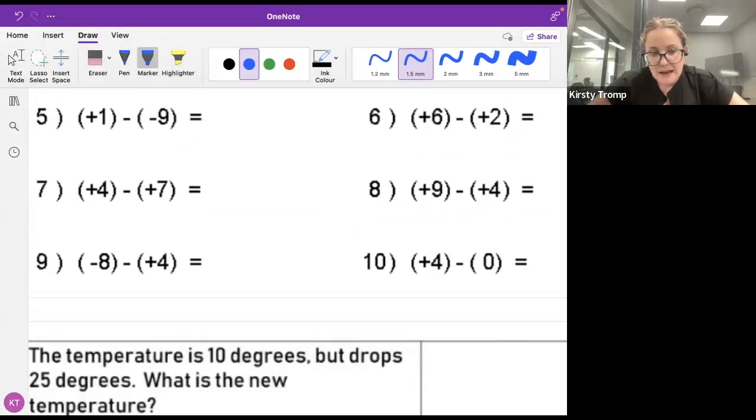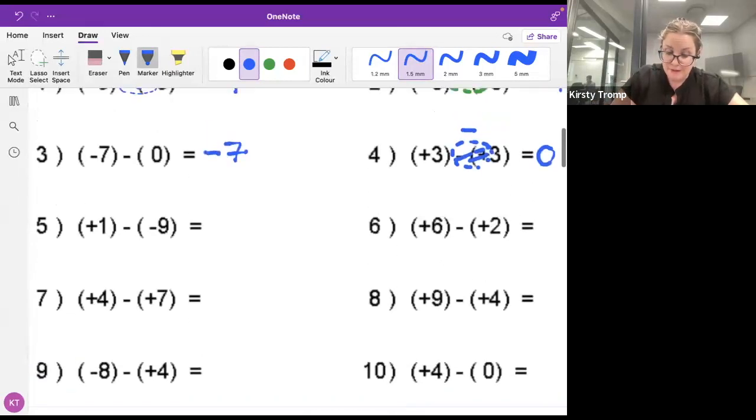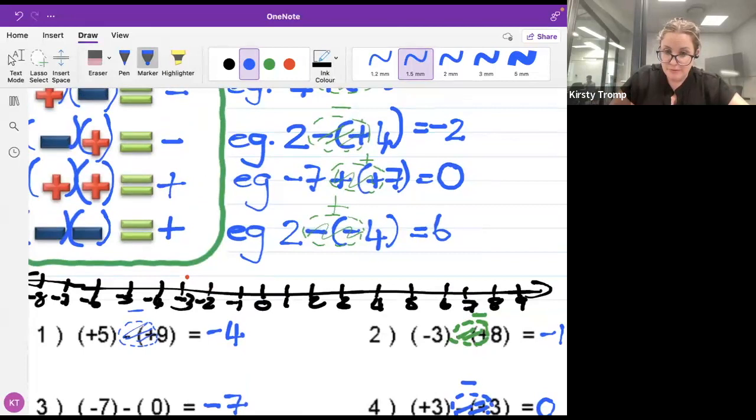Hi, ma'am. Hi, Ompile. What's your question, my love? Ma'am, I wanted to ask, for the challenge, ma'am. I don't understand how you get that one where you say negative and negative equals a positive sign. So you're talking about the top one here. Here at the top. Yes, ma'am.